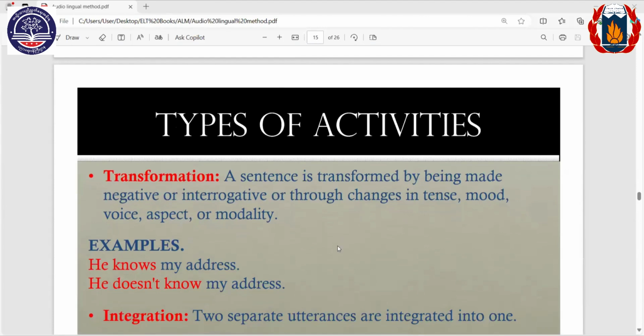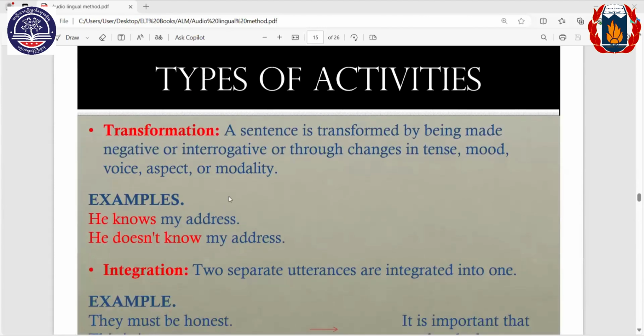The next activity is transformation. Transformation, already familiar, like the stylistic transformation or grammar, changing from one pattern to another. Here, changing from negative to interrogative, or through changing in tense or mood, voice, aspects, or modality. Right? For example, he knows my address. This statement you can write into the negative. He doesn't know my address.